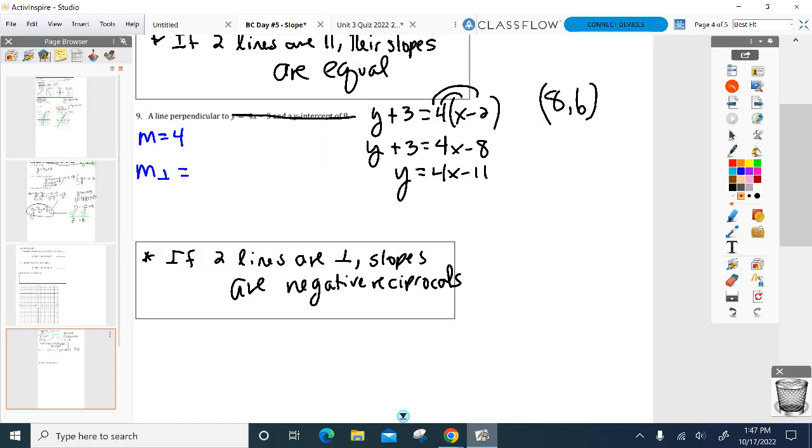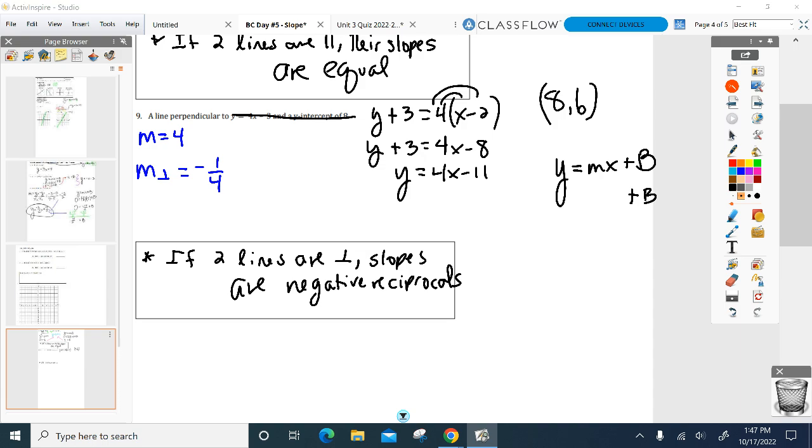What's the slope of my new line? Negative, and then I flip it, 1/4. There's the slope I'm going to use. Still need the what though? You got the slope, still need the y-intercept. And I'm going to find the y-intercept the same way I've been finding the y-intercept all day. Plug the values into the equation and let B be B.